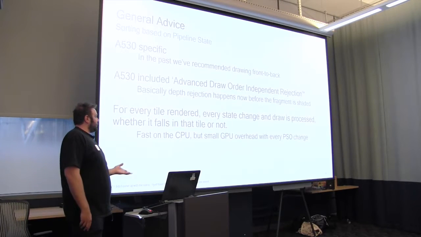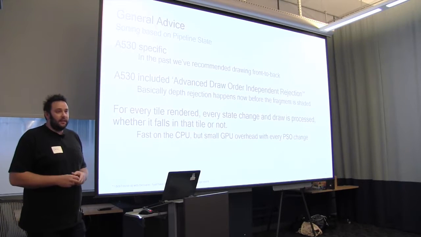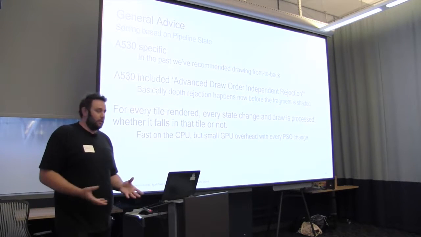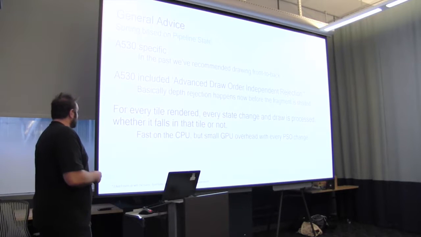Basically, depth rejection now happens before the fragment is shaded. So you don't have to worry about sorting based on depth, you can now sort based on your pipeline state object.